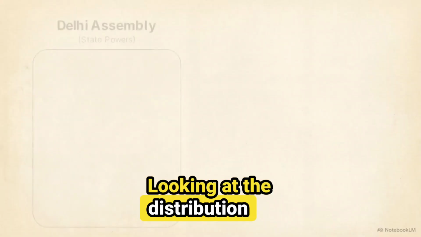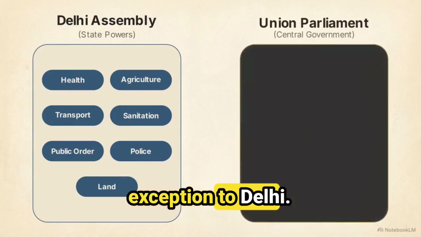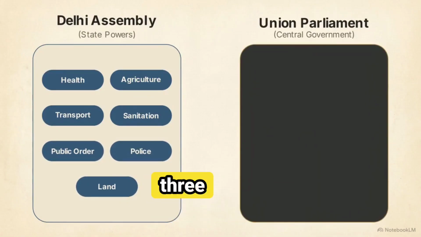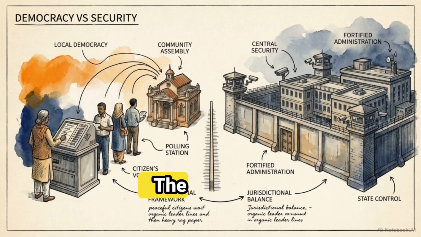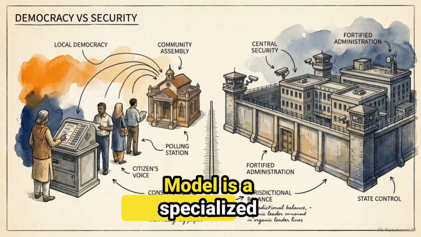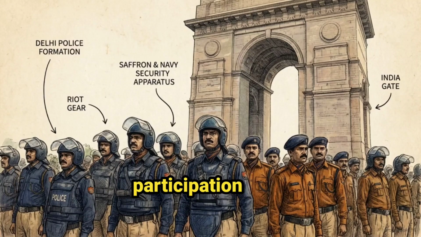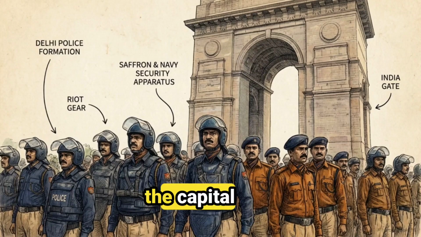Looking at the distribution of state powers, the Constitution applies a massive exception to Delhi. The local assembly is barred entirely from legislating on 3 exact subjects: public order, police, and land. The National Capital Territory model is a specialized framework designed to balance local democratic participation with the center's legal requirement to manage the security and infrastructure of the capital city.